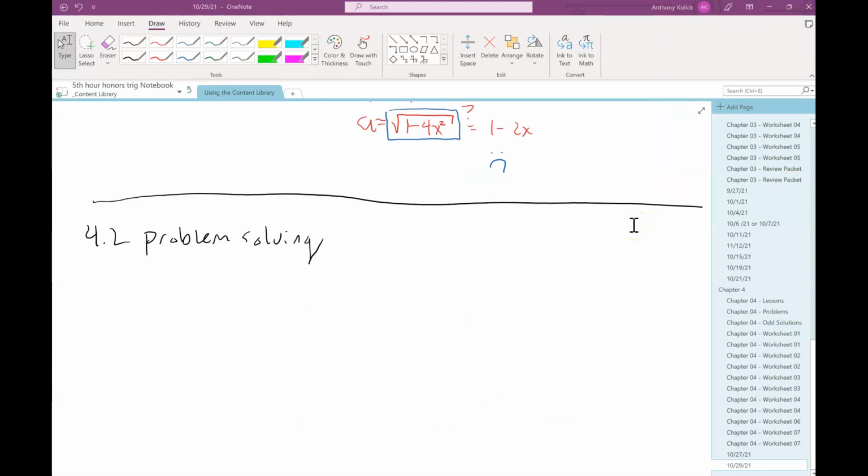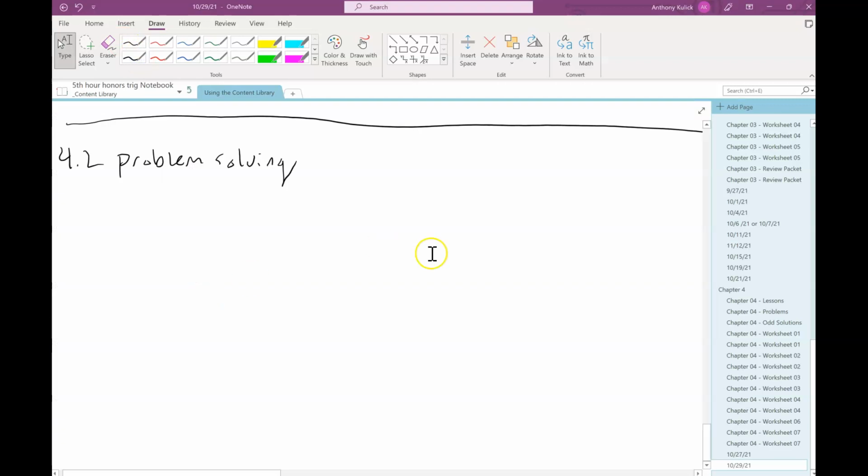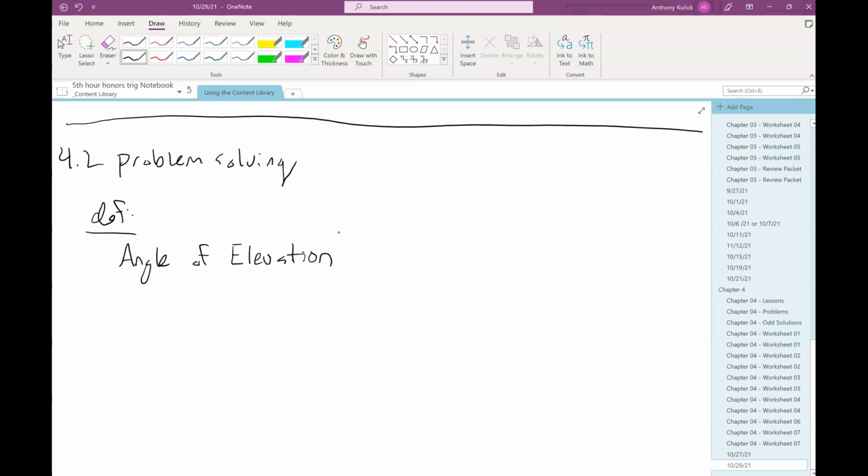Okay, so we're going to define 2 terms to start. The first is called angle of elevation. And I'm not going to define this with words. I'm just going to draw a picture to talk about what it means.